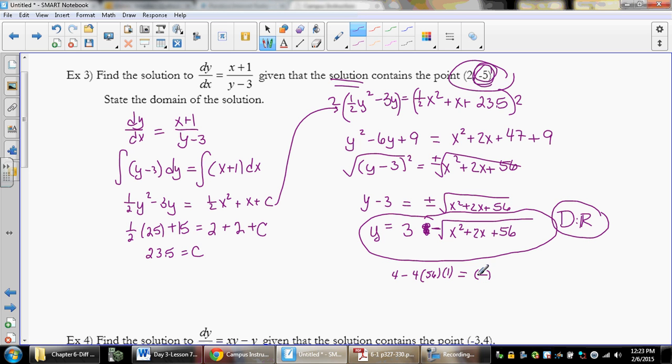I know that seems a little confusing. How come this negative means the domain is all reals and it doesn't exist? It's because if you have a negative discriminant, it means that this quadratic has no real roots. And if it has no real roots, it always has to be above the x-axis because this opens up. Okay, so my domain is all reals.